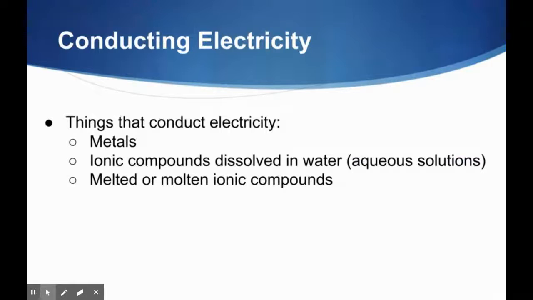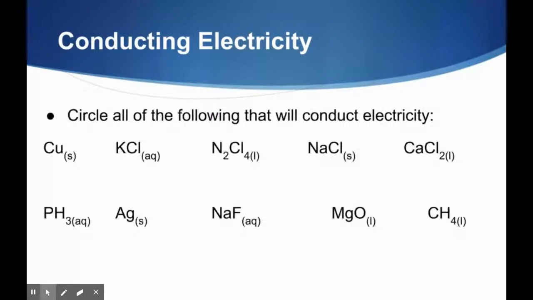So things that conduct electricity are metals, ionic compounds that are dissolved in water or aqueous solutions, and melted or molten ionic compounds. Ionic compounds have very high melting points, but if you can heat them up to the point that they will melt and become a liquid, that liquid will also conduct electricity. So these are the type of questions that you should be able to answer.